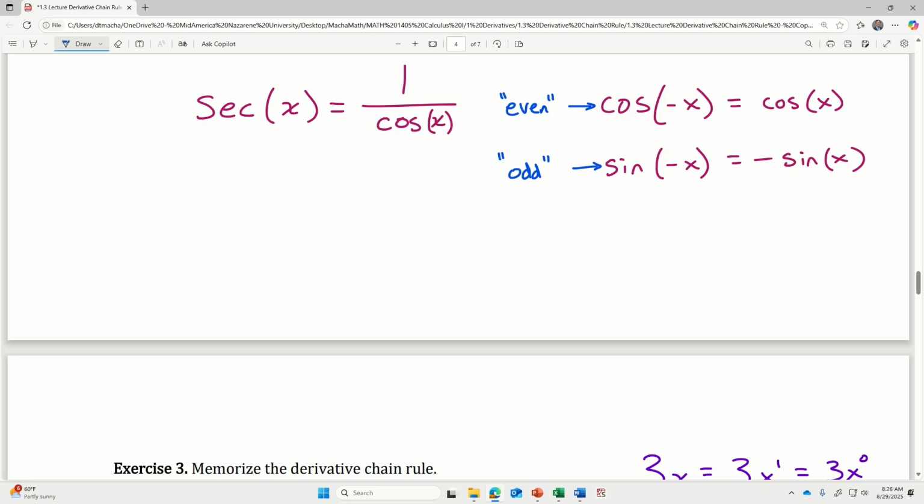So there's other even functions, there's other odd functions, but cosine is one of those even functions. And since cosine is an even function, that means secant is also an even function. And since sine is an odd function, that means cosecant is also an odd function.